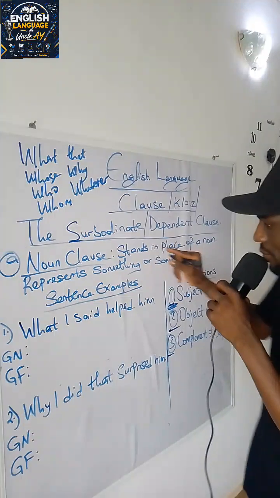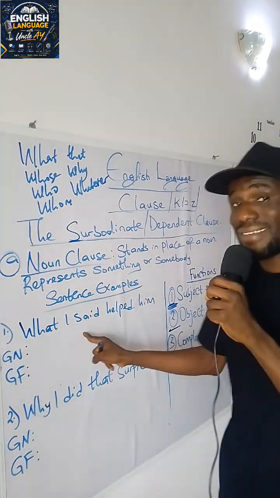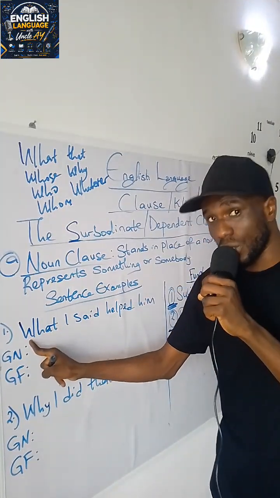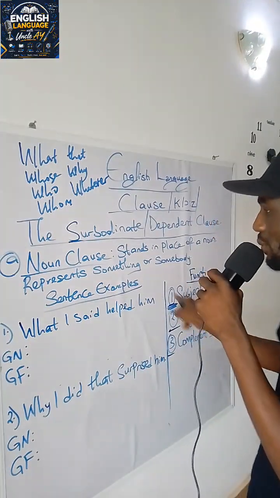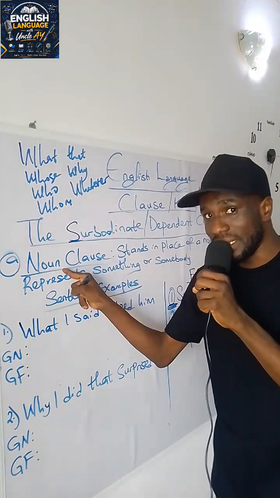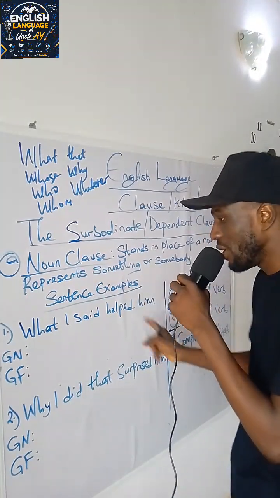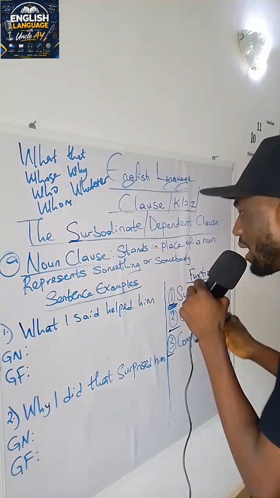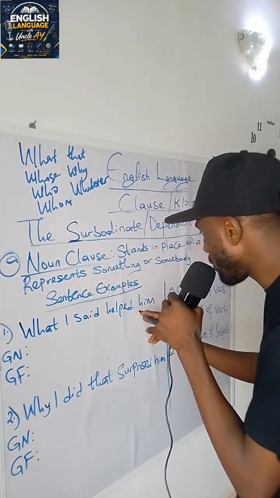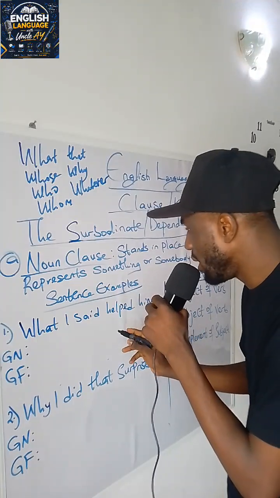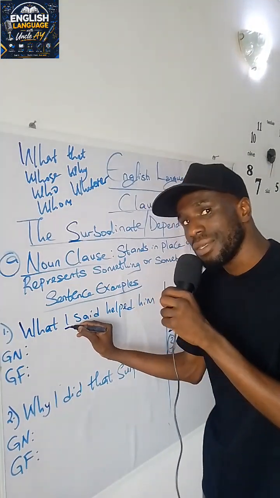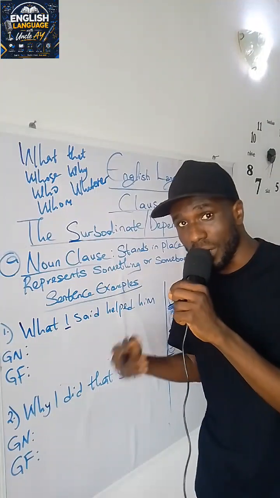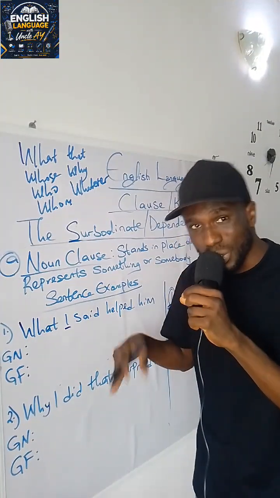So that said, the very first example here is: What I said helped him. What I said helped him. So we have a subordinating conjunction here, what, introducing the sentence. But let's not forget that our concern here is the noun clause. We have to find out what the noun clause is. So I have found out what our subordinating conjunction here is, what. We have to point out what our noun is, and then when I go further, I find out that my main noun here is this, I. Yes, there's really no difference between a noun and a pronoun. A noun is the name of any person, animal, place, or thing. A pronoun are words used instead of a noun.